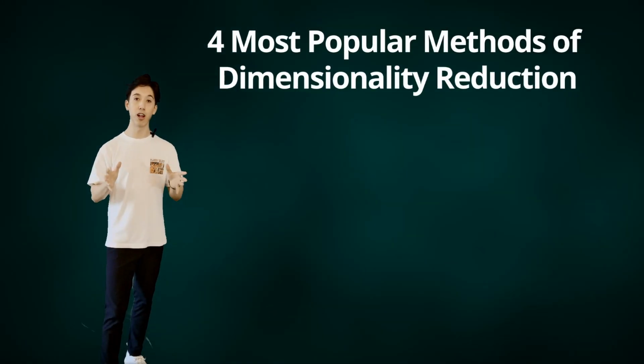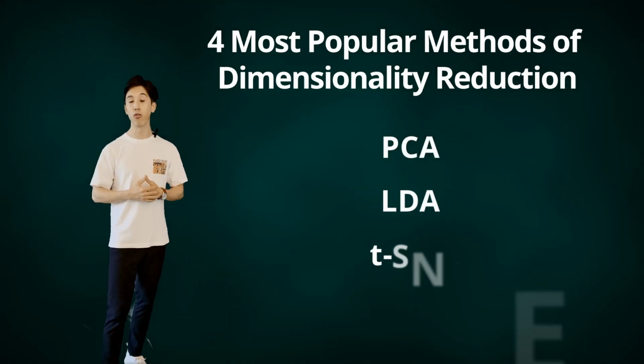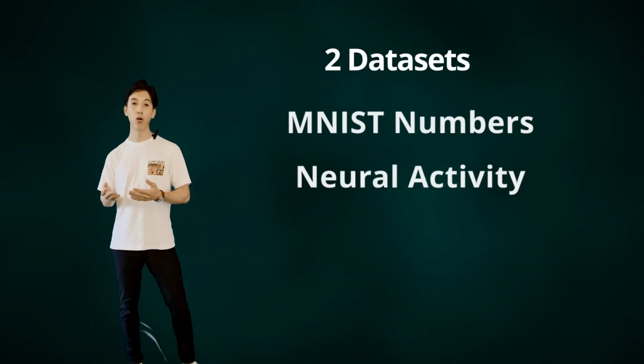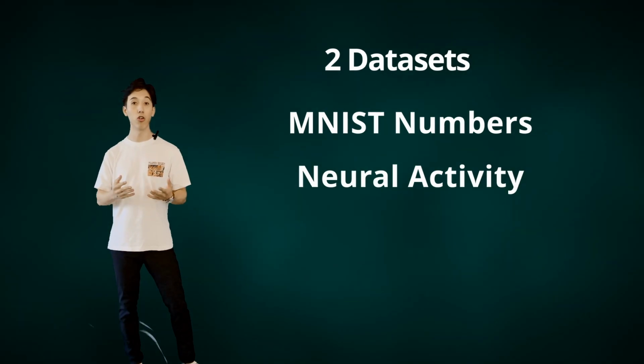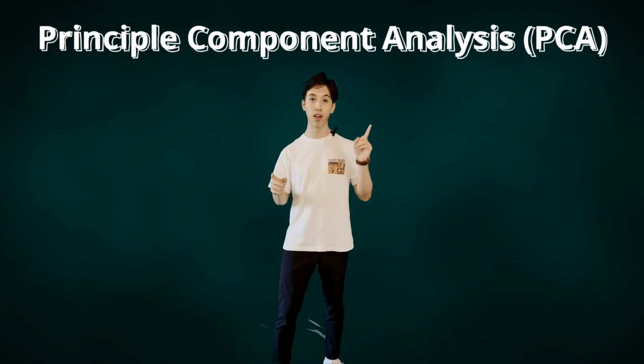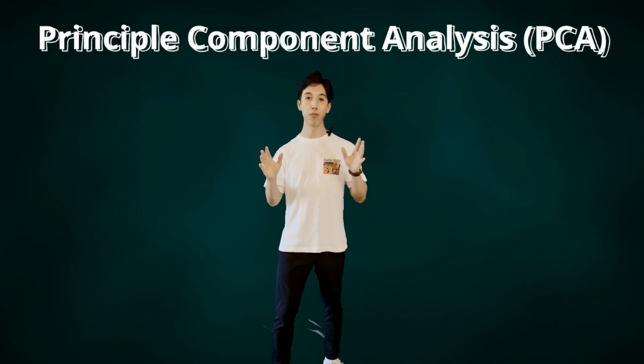Now that we understand the general concept of dimensionality reduction, I'm going to go through the 4 most popular methods of dimensionality reduction and explain them in a way that you don't need a math degree to understand. And then, using those 4 techniques, I'm going to go through 2 real-world examples and show you what that looks like. First up, we've got principal component analysis, or PCA, which is by far the most famous of the techniques we're going over today.